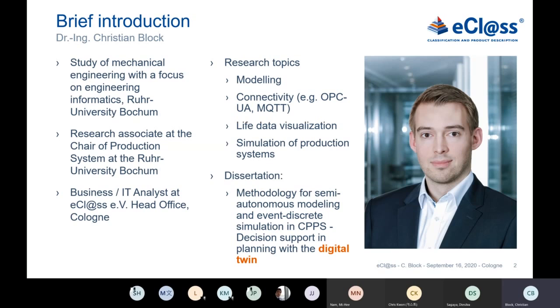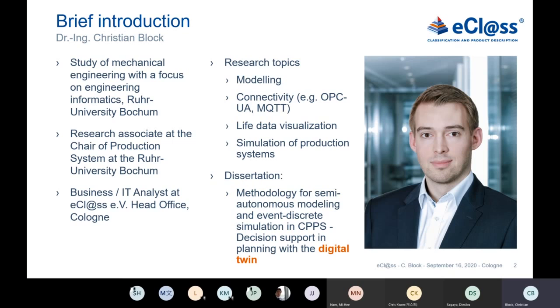So maybe a short word about me, a brief introduction. My background: I studied mechanical engineering at the Universität of Bochum, near Cologne. I'm not sure if you are familiar with German geography, but nevertheless, I stayed in Bochum. I was a research associate for 4 years. The last 5 years I did my dissertation, and last year I started a new job at the German Economic Institute in Cologne.